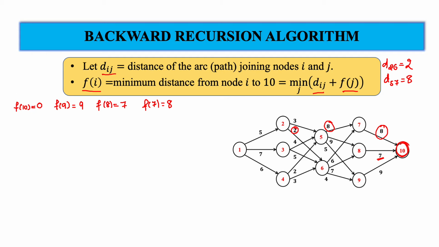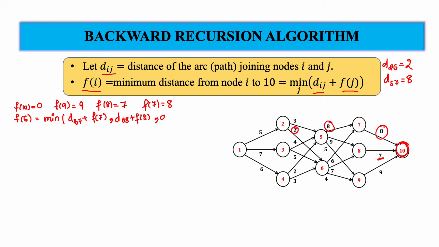Now let's find out F6. F6 is basically the minimum path from 6 to 10. So there are three different cases. You can go from 6 to 7, then 7 to 10, 6 to 8, then minimum distance from 8 to 10. So you can write it as D67 plus F7. So we are talking about 6 to 7 and then whatever minimum distance from 7 to 10 we are having. Okay, similarly D68 plus F8.